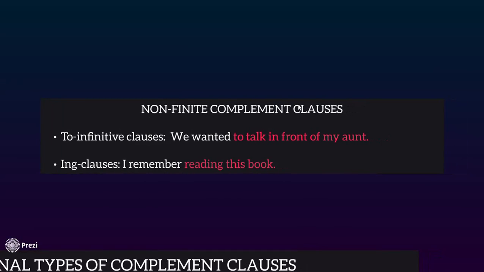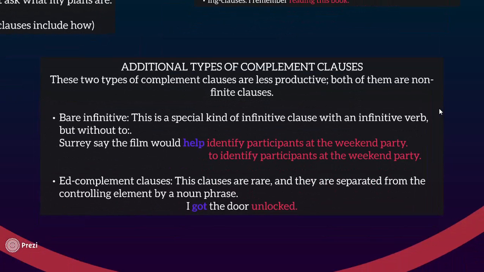Non-finite complement clauses can also be controlled by adjectives or verbs. In the following 2 examples, we can see a to-infinitive clause and an ing clause being complements. But there are additional types of complement clauses too. These include bare infinitives and ed complement clauses. Bare infinitive clauses include an infinitive verb without to. And ed complement clauses are always separated from the controlling element by a noun phrase.